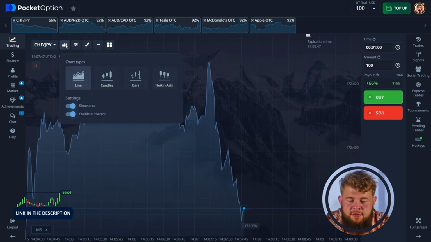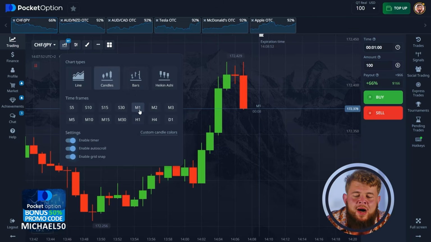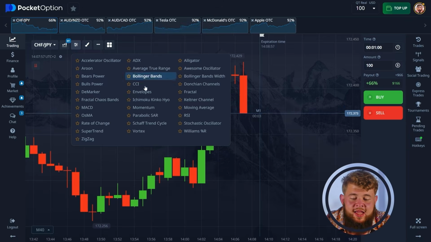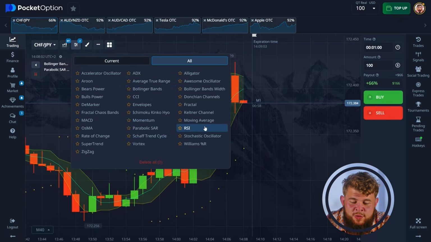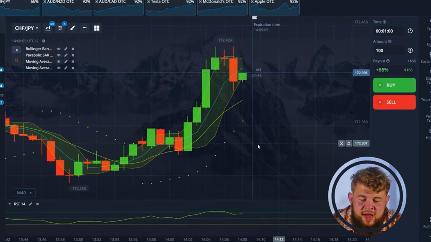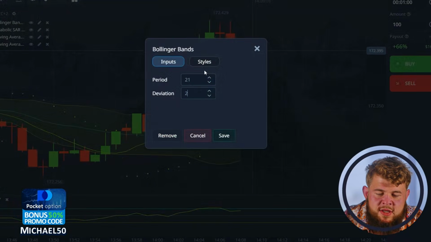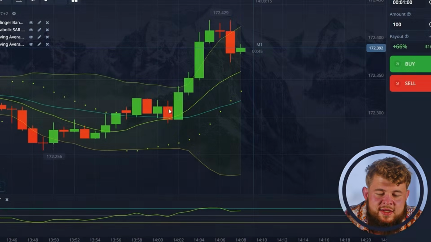Okay, my friends, so what do we have for today? First of all, I'm trading on one of the best trading platforms ever, named Pocket Option. Now I'm setting the chart and indicators. The first indicator will be Bollinger bands together with Parabolic SAR, moving average, RSI oscillator also. So let me set the Bollinger bands. First, the period will be 21, the deviation will be 2, the colors will be as follows.